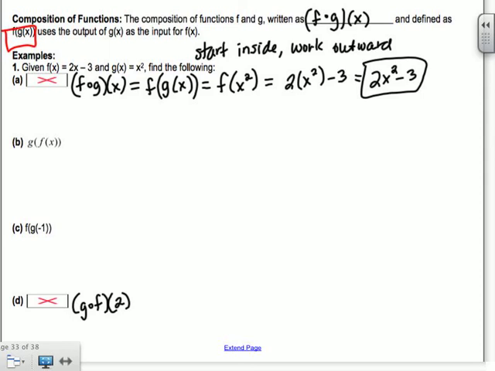Okay, so you may not always see the little o symbol, like g of f of x. I wrote it with parentheses this time. You might see it either way. So let's see if we can do this direction. They aren't the same thing. F of g of x is not the same as g of f of x. So if I have g of f of x, start from the inside. F of x is 2x minus 3.